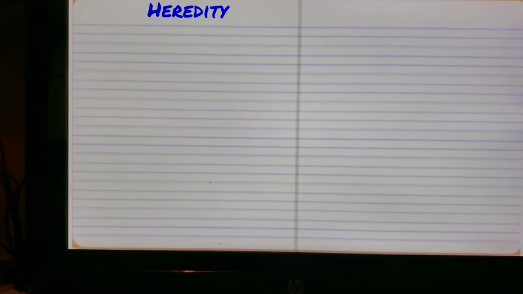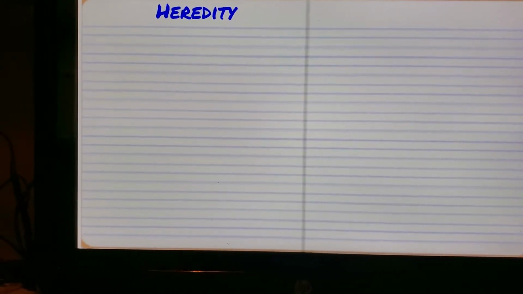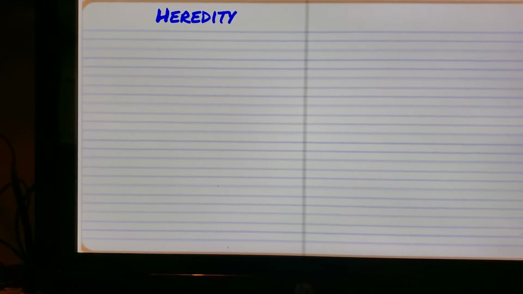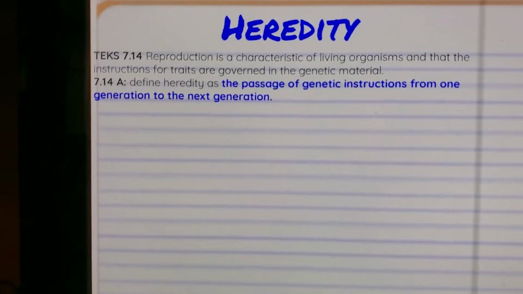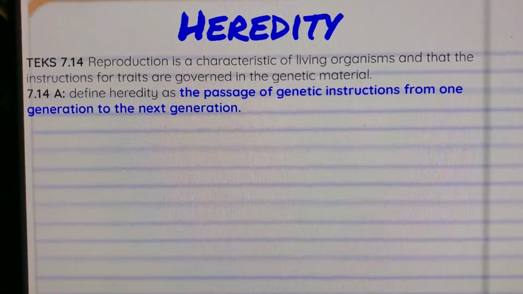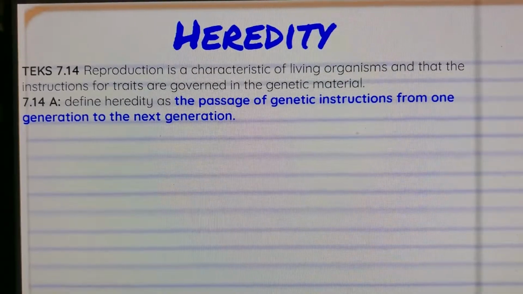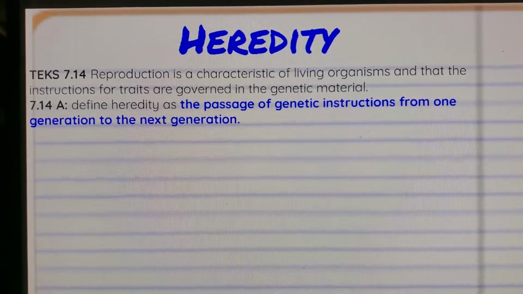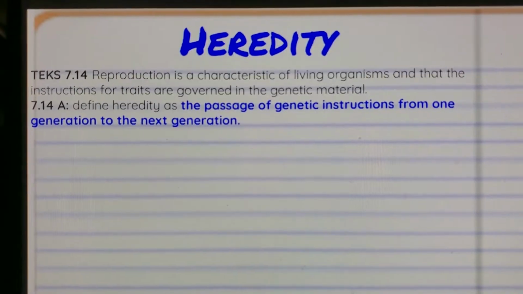Today we are going to be talking about the topic of heredity, and we'll continue it on Wednesday. So let's see what the state of Texas has decided I should be teaching you and you should be learning. So we look at TEAC 7.14. It says that reproduction is a characteristic of living organisms and that the instructions for traits are governed in the genetic material.